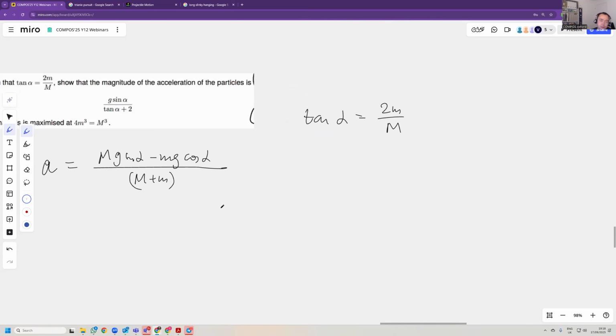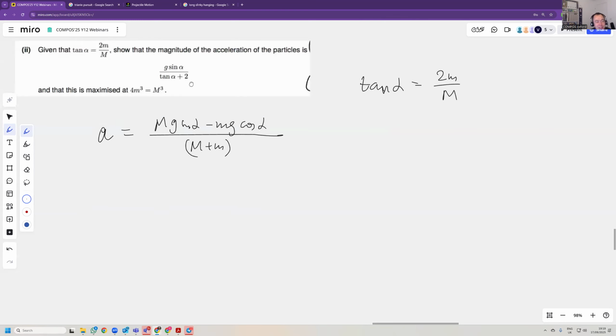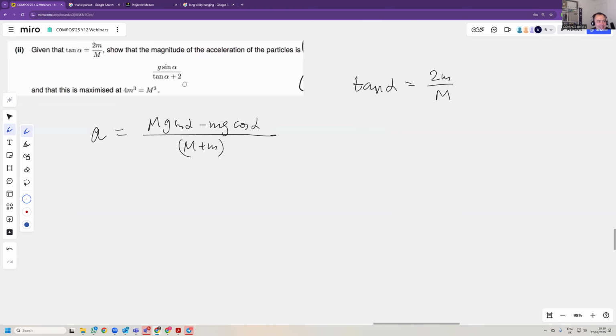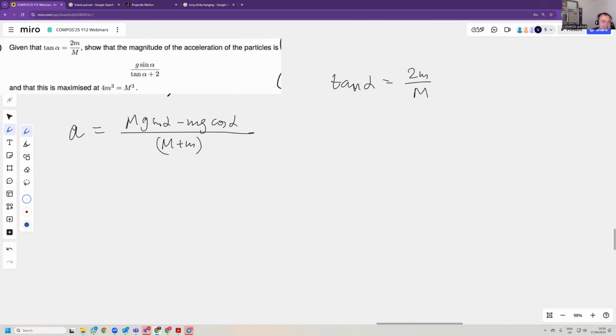Well, I'm guessing you have to work out the sine, because yes, there's a sine alpha here. Okay, the acceleration of the particle is this. Okay, so tan alpha is this. That means that small m can be written as m tan alpha divided by 2.